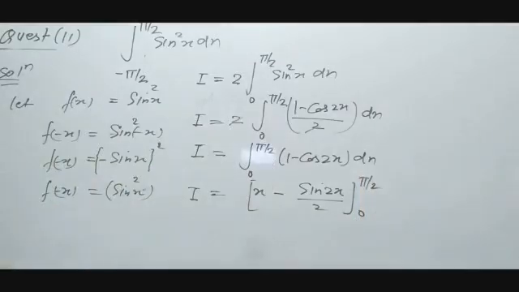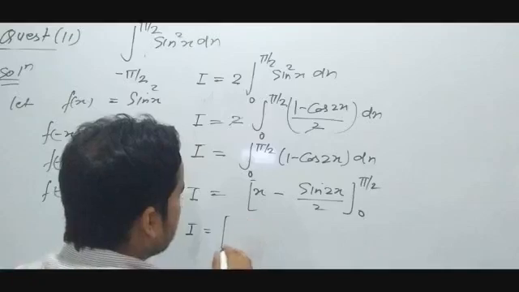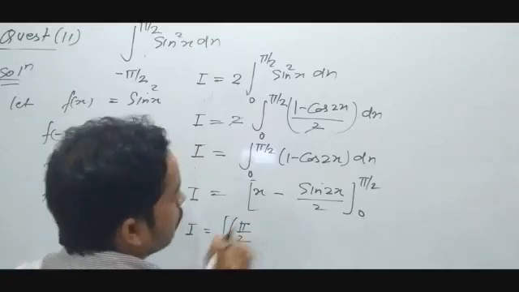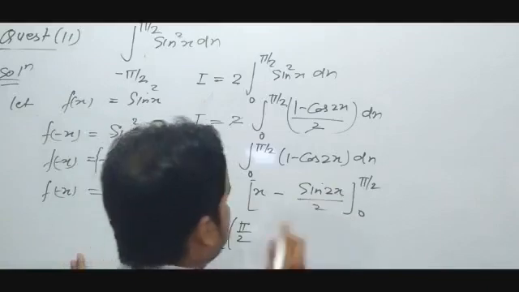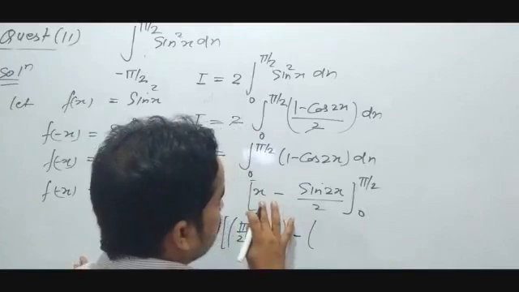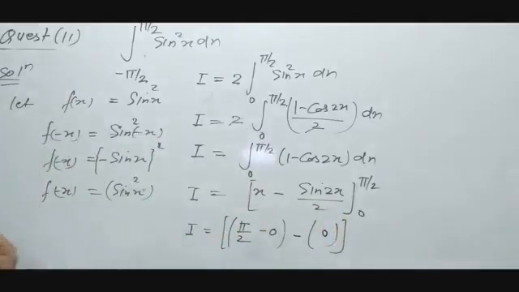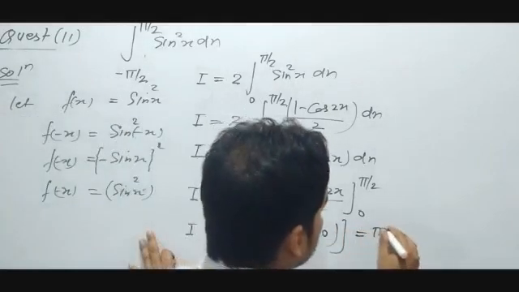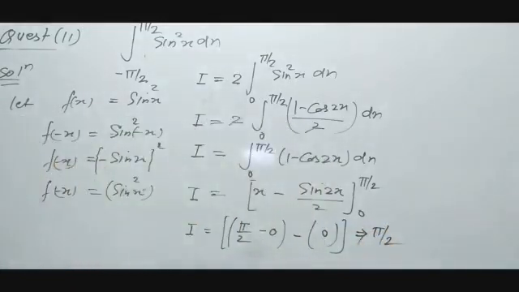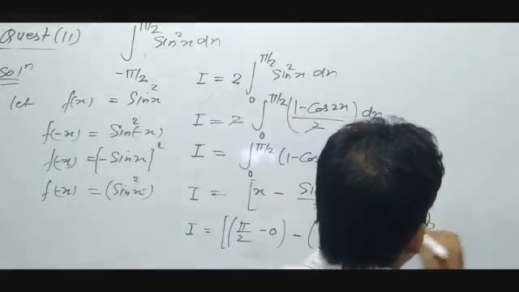Now what will be its value? When you put the upper limit, pi by 2 in place of x, pi by 2 into 2 means pi, and sin pi result will be 0. Minus, in place of x you put 0, so 0 minus sin 0, result is 0. So what will be the answer? The answer will be pi by 2. Pi by 2 will be the answer. Now question number 11 is completed.